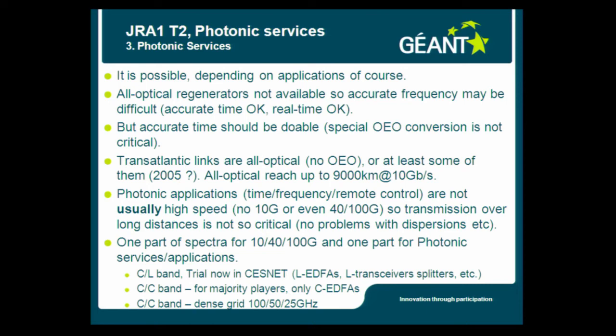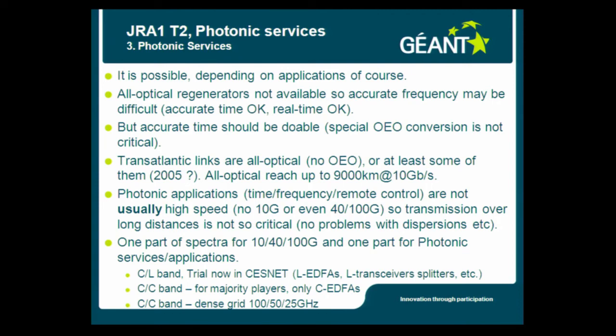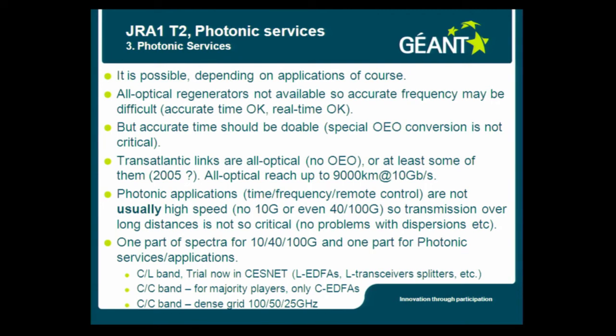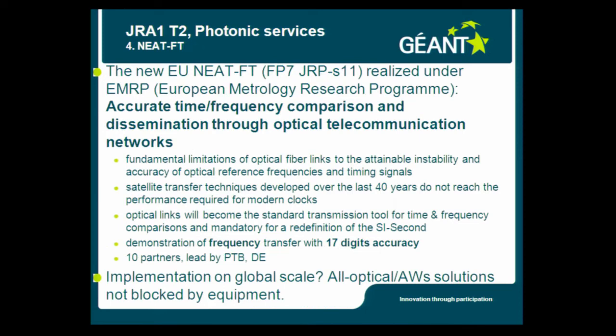We can use different techniques, for example, C-band for standard Ethernet OTN signals and L-band for photonic services. Actually in CESNET we are going to implement such a trial, C-band for standard IP services and L-band for time transfer. Of course we can use part of C-band for photonic services and part for normal services with dense grids, not only 100 gigahertz; 50 is quite common today and 25 is available.